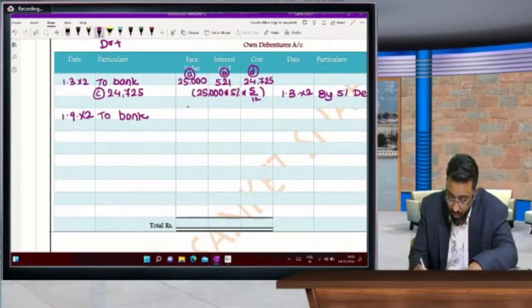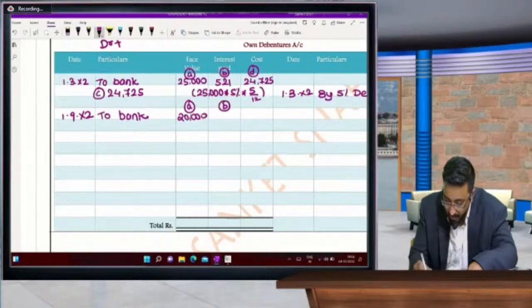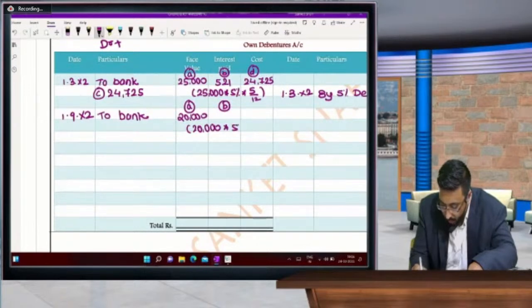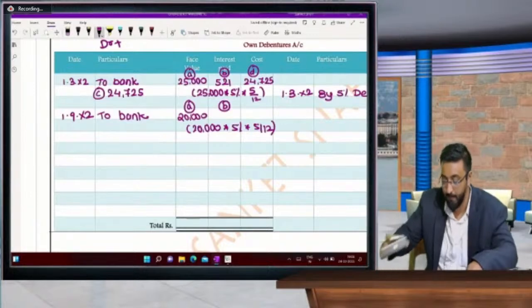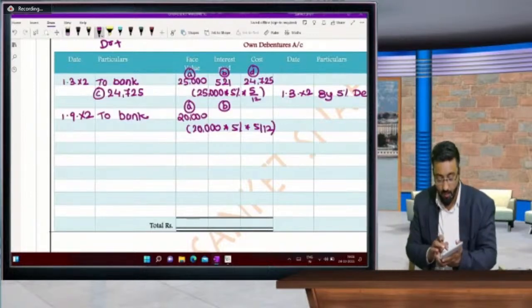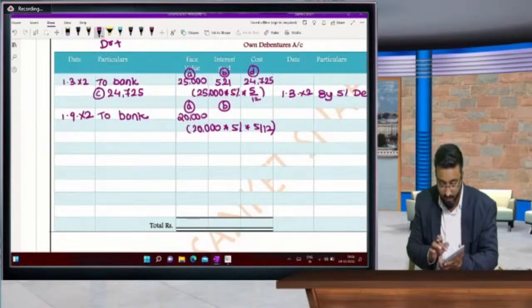Chalo. So, to bank, 20,000. B, 20,000 into 5% into 5/12. Sir, we solve this problem. You have to solve it today again by using the Tiki technique.